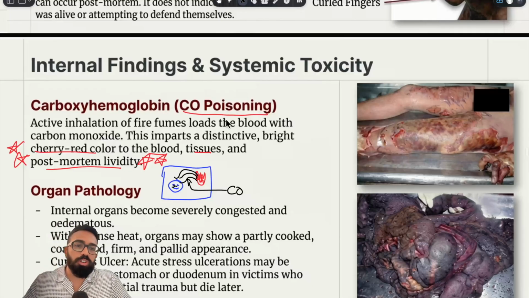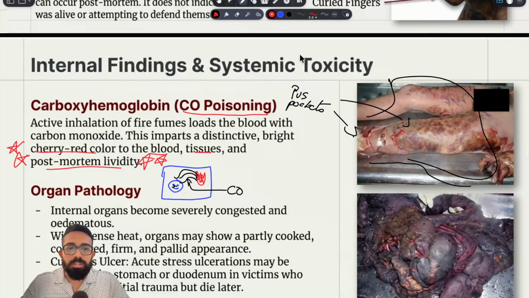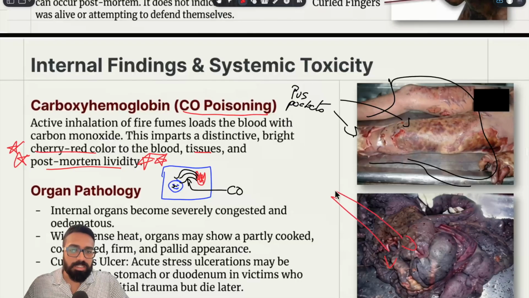Now coming to some more autopsy findings, look at this image. What you see over here are pus pockets. So the presence of pus pockets indicates that this is not a case of immediate death. Maybe the person was hospitalized for a few days and then died in the hospital. Now look at the second image. In the second image, what you see are visceral organs, the intestine and stomach. What is the appearance of these visceral organs? The visceral organs are partly cooked. Okay, a partly cooked appearance of the visceral organs.